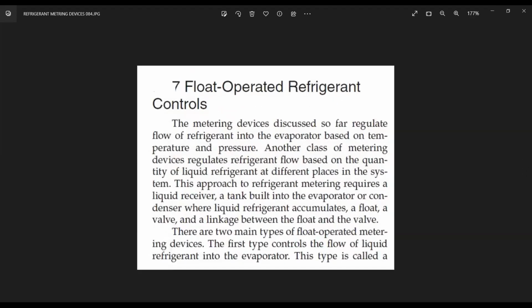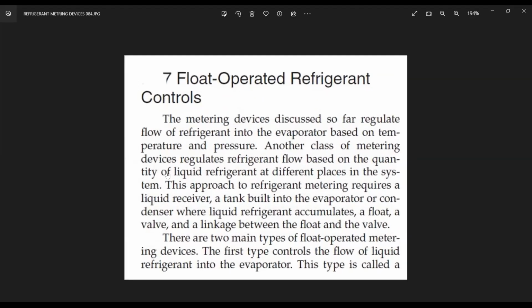Now, the last part of the metering devices are fluid operated precision control valves. We've got two: low side float and high side float. We will discuss both of them fast. The metering devices discussed so far regulate the flow of refrigerant into the evaporator based on temperature and pressure. As you saw, the temperature is directly or indirectly sensed, or the temperature is sensed and the pressure changes that way. Another class of metering devices regulates the refrigerant flow based on the quantity of liquid refrigerant at different places in the system.